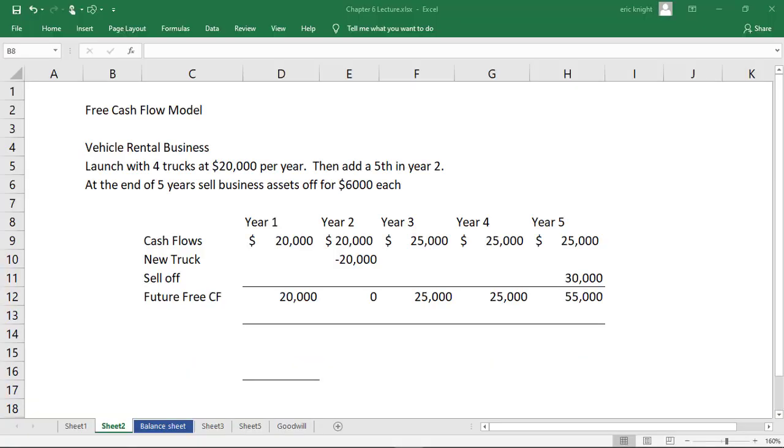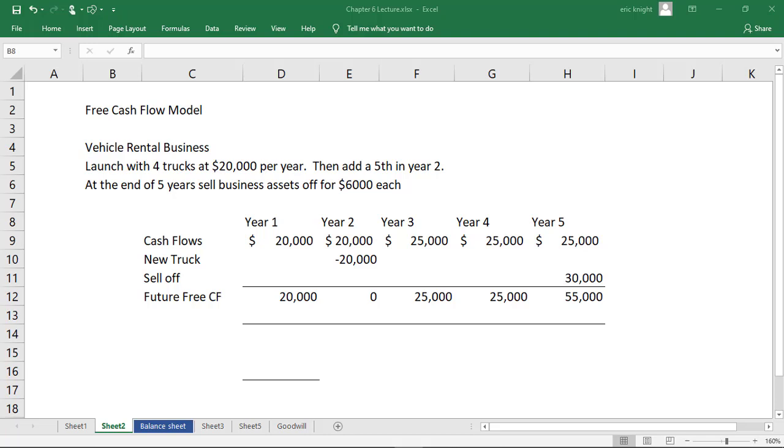If we approach this from the cash basis, let's look at an example. We have a business venture where we're going to do rental trucks. So to launch this business, we're going to buy 4 trucks at $20,000 each. So those 4 trucks are going to be paid for all at once at the beginning. So we're going to use up $80,000 in cash right away. Then each of these trucks is going to bring in $5,000 in cash flows each year. So that's where we get the $20,000 in year 1 and year 2.